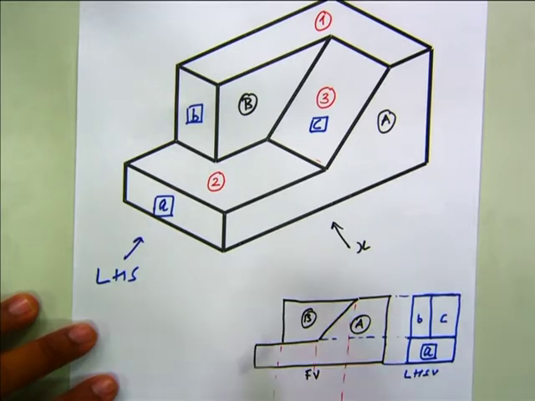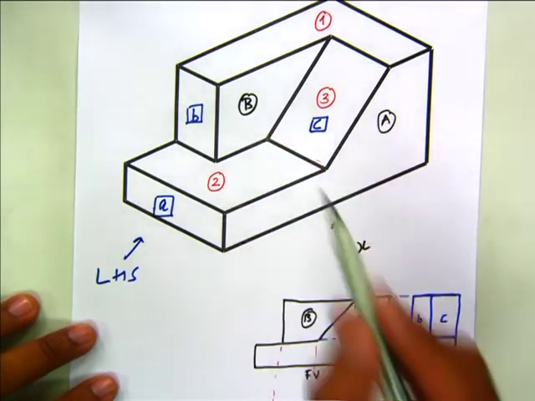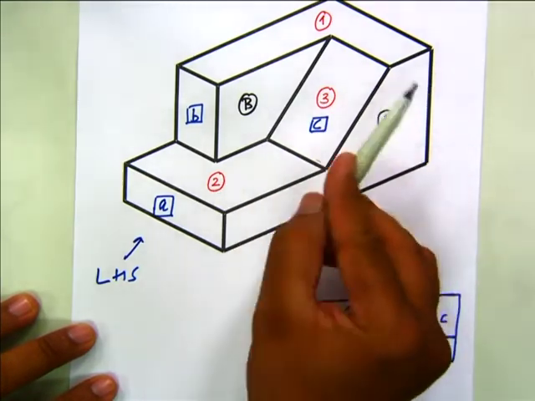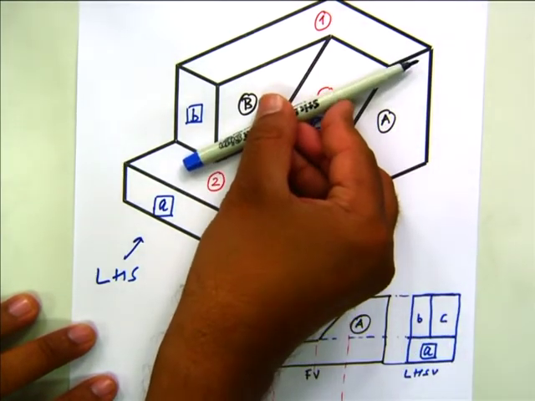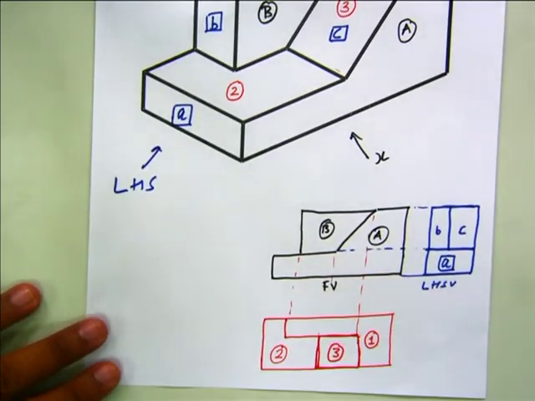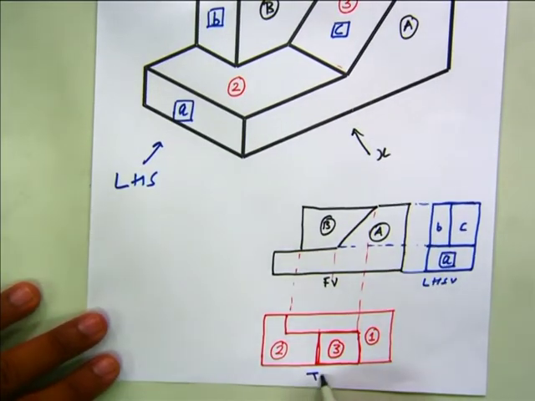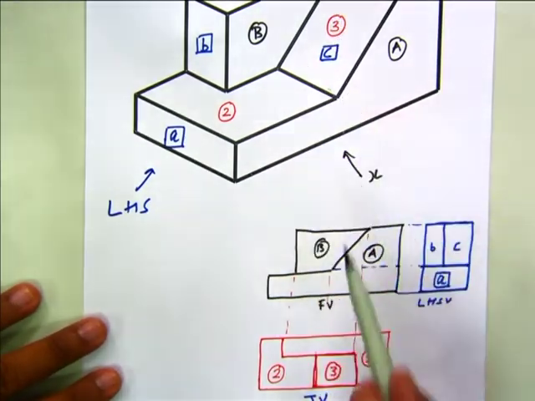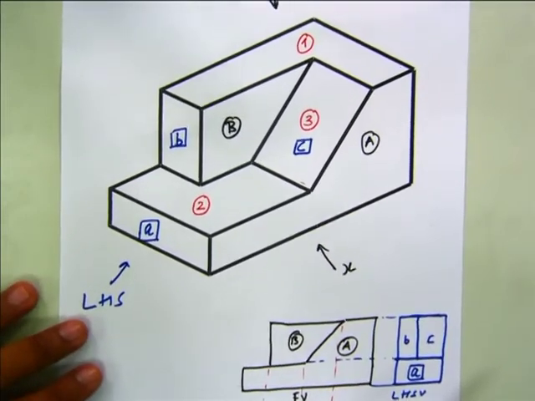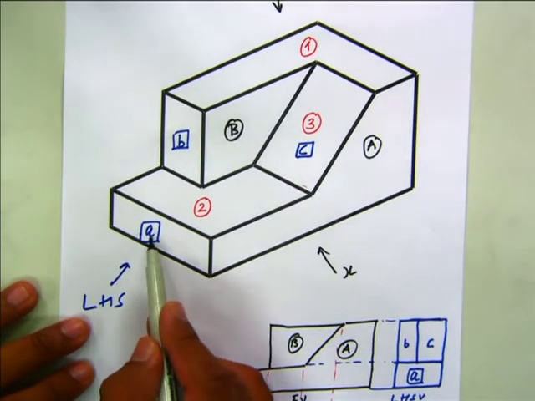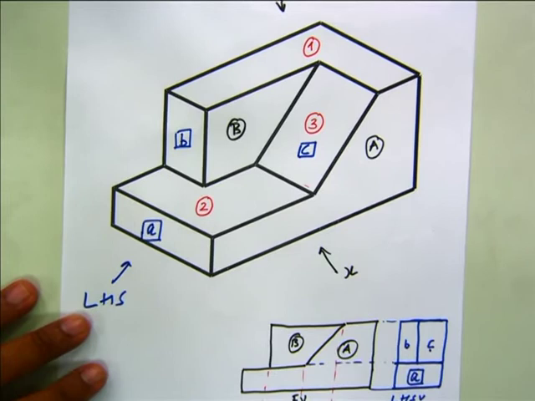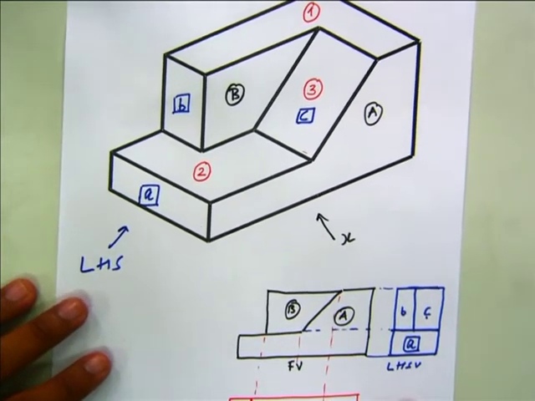Again I am repeating, when we are viewing from X, you can see A and B, which I have drawn. When you are viewing from the top, you can see 1, 2 and 3. This looks like this. This is the top view, 1, 2 and 3. This 3 is this 3. And when you are viewing from the side, the same A, B and C look like this.